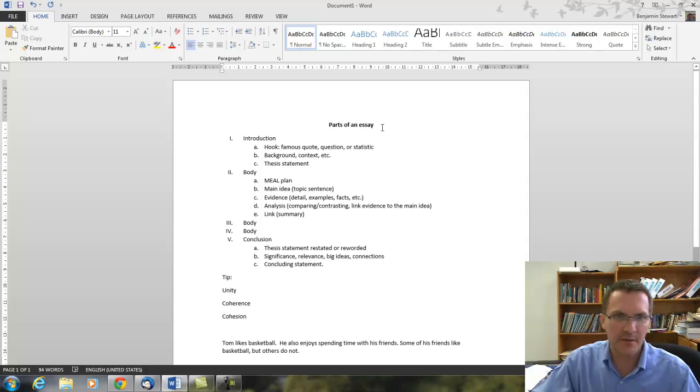When you're writing an essay, make sure you consider the three types of paragraphs and how to develop each distinct type of paragraph as shown here.